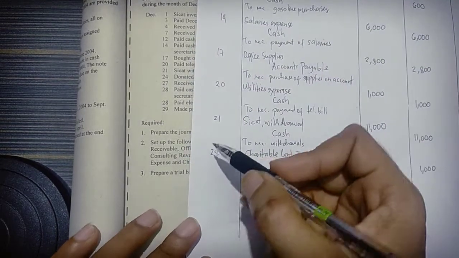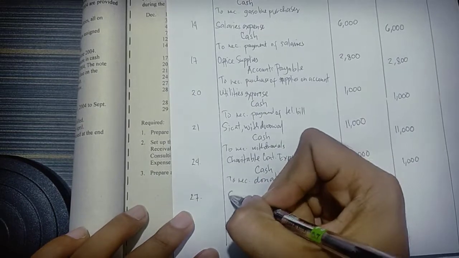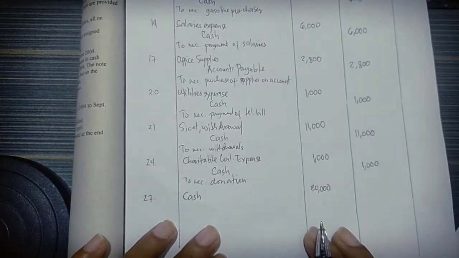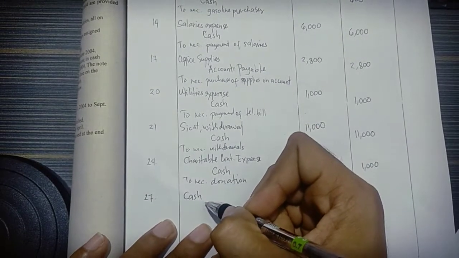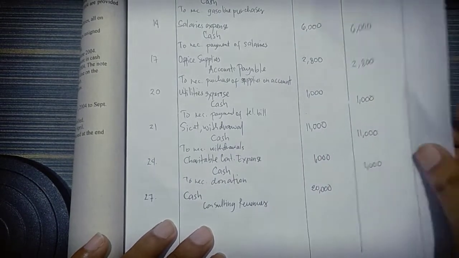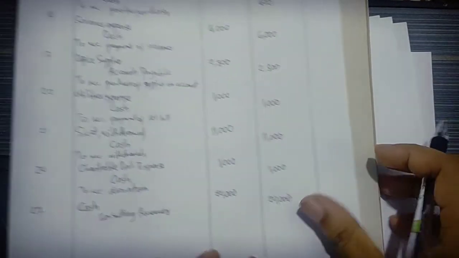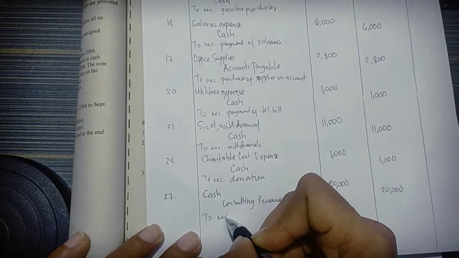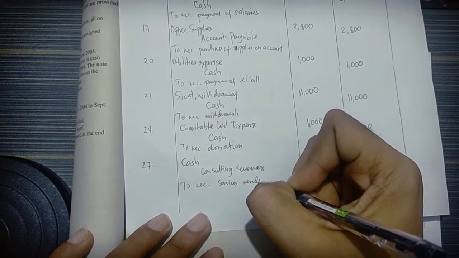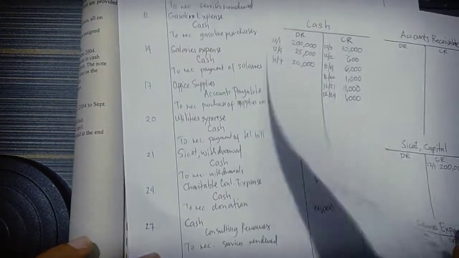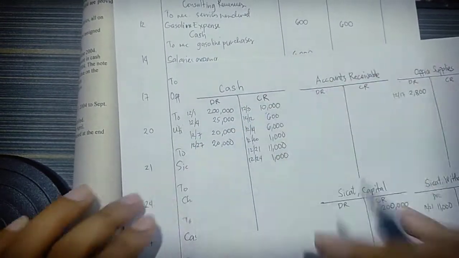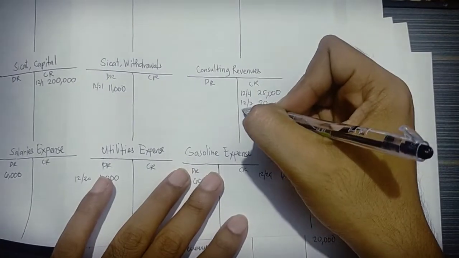So for this transaction, December 27, debit cash 20,000. Then credit consulting revenues 20,000. To record services rendered. Then reflect it here in your T accounts. December 27, 20,000. Then consulting revenues, another 20,000.